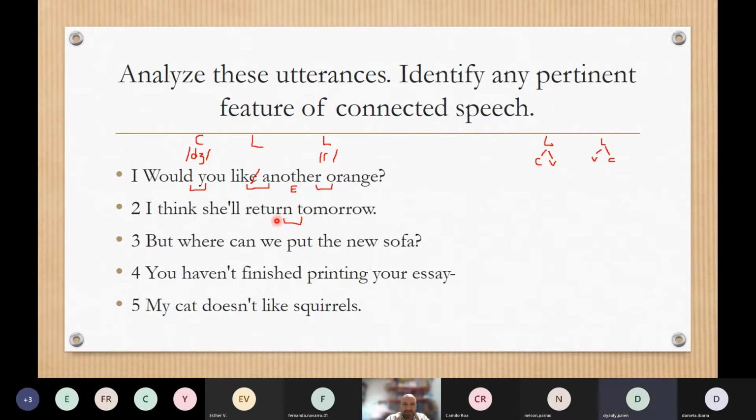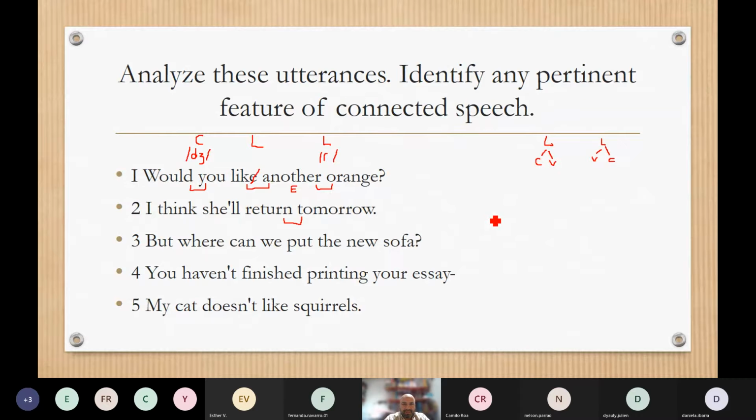turn. Is it "turn" or "turn"? Return tomorrow. Which sound is elided? Is it one of them, or none of them? Can you please produce it again?